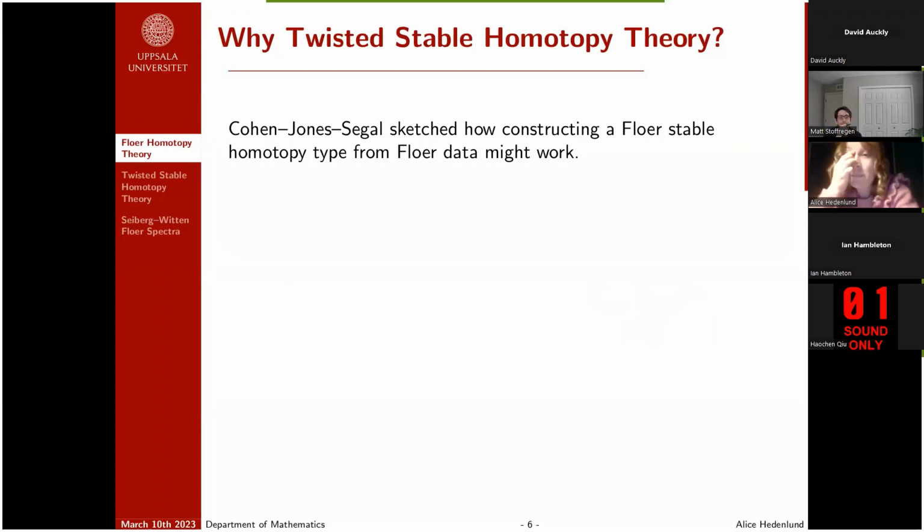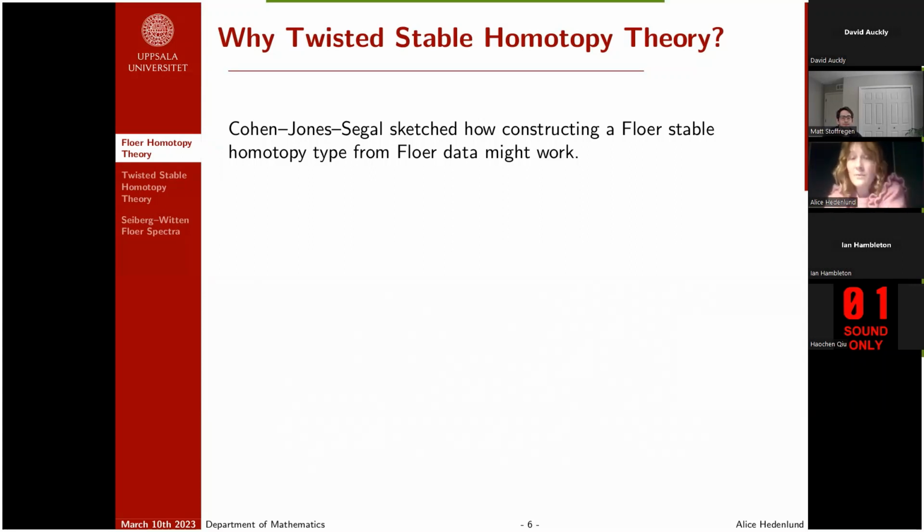Well, Cohen and Jones-Segal, other than sketching their program of what they wanted to do, actually sketched, very vaguely, how to construct one of these Floer stable homotopy types from Floer data. So basically what they constructed is some sort of spectrum.